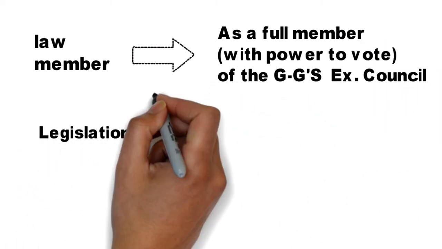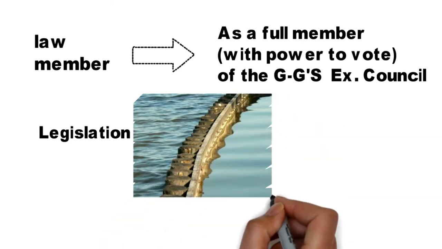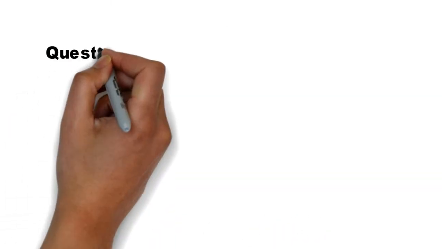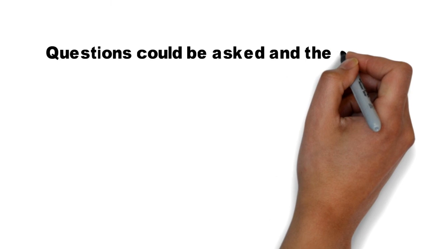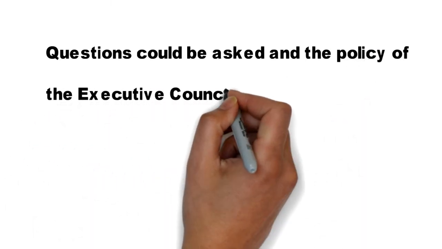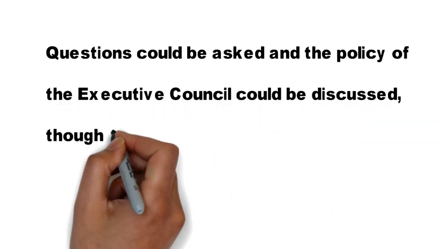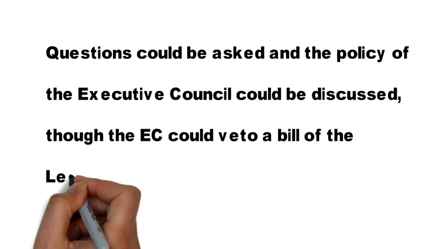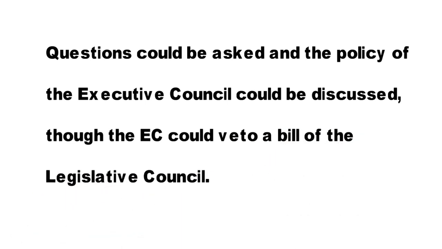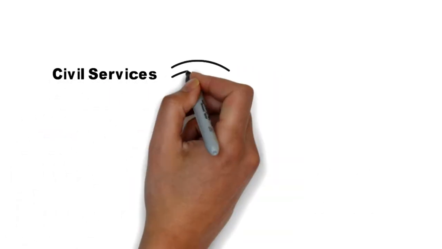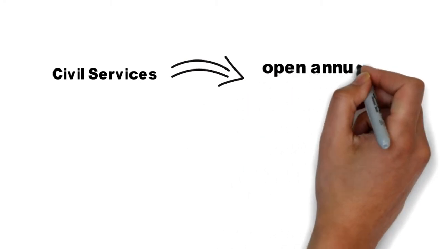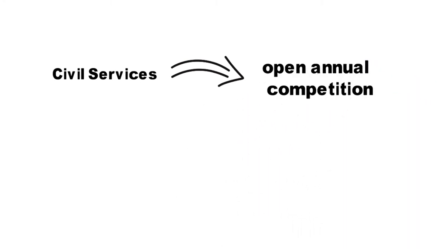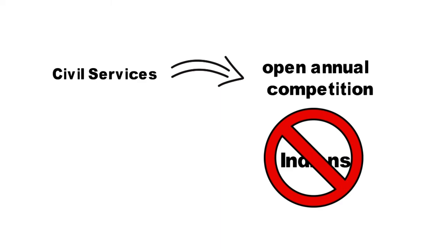Legislation was treated for the first time as separate from executive functions. Questions could be asked and the policy of the Executive Council could be discussed. Though the Executive Council could veto a bill of the Legislative Council. Recruitment of civil services was based on open annual competition examination, excluding Indians.